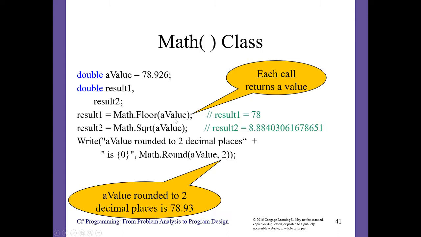So first we're going to use a value as input into the floor method of the math class. The output from that would be 78. So we would just truncate that number at the decimal place. Floor does not do any rounding. The second call is a call to the square root function. And here we're saying that we want a value to be input into the square root method of the math class. And the output from that should be placed into the variable result too.